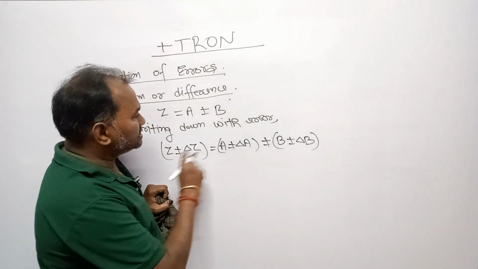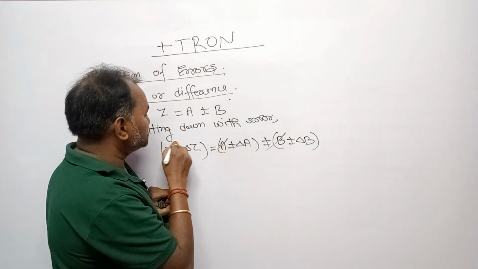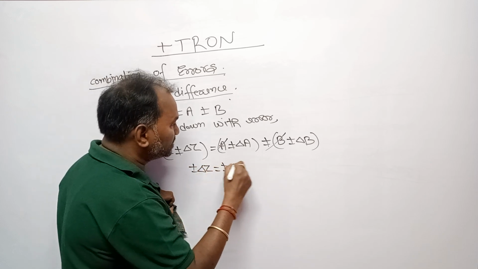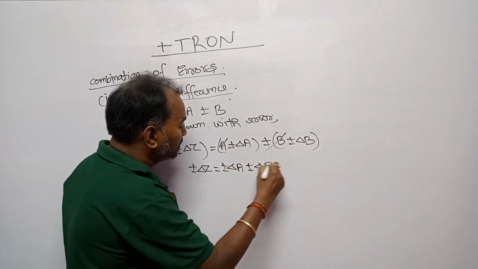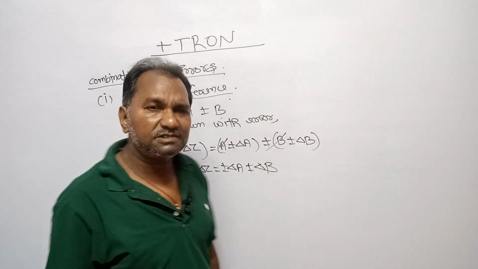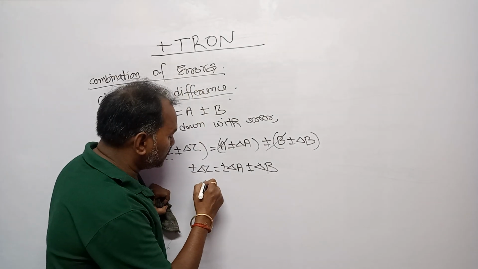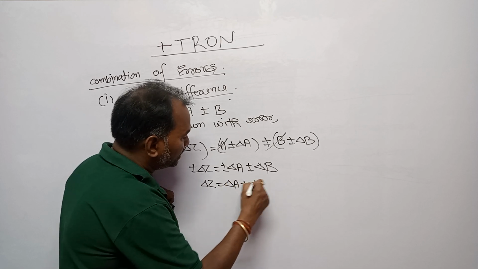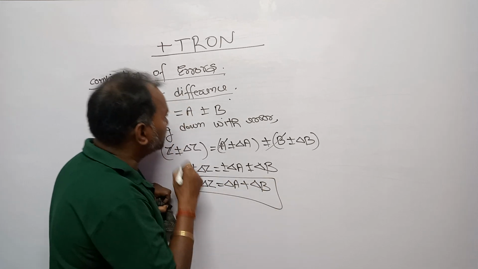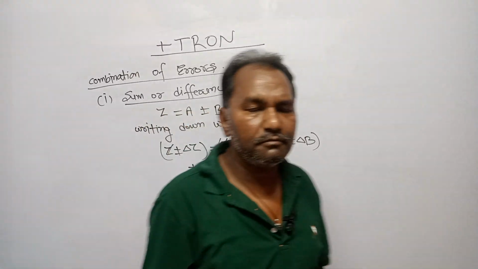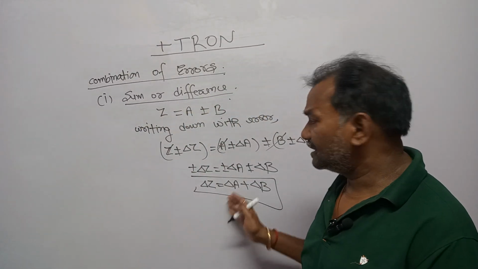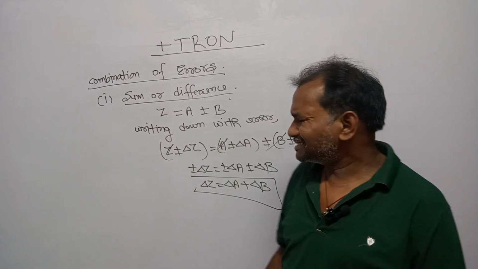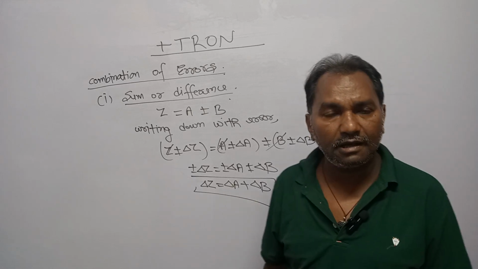Now dear students, if z is equal to a plus b, then you can cancel this. So you will get plus minus del z equal to plus minus delta a plus minus delta b. In fact, error is always considered positive. So you can write delta z is equal to delta a plus delta b. Whether it is z equal to a plus b or a minus b, it does not matter. Actually, the error is considered to be positive. So the error in the value of z works out to be delta z equal to delta a plus delta b.